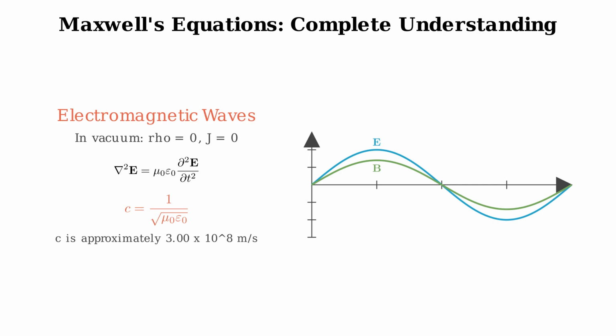The wave speed is 1 over square root of mu 0 epsilon 0, which equals the speed of light. This was Maxwell's great prediction. Light is an electromagnetic wave.